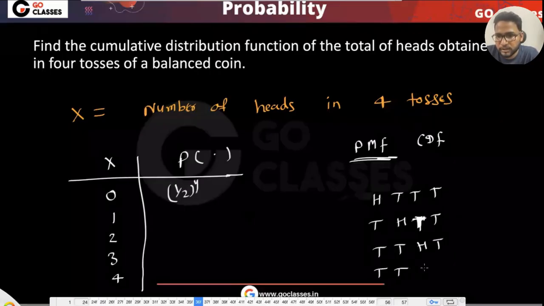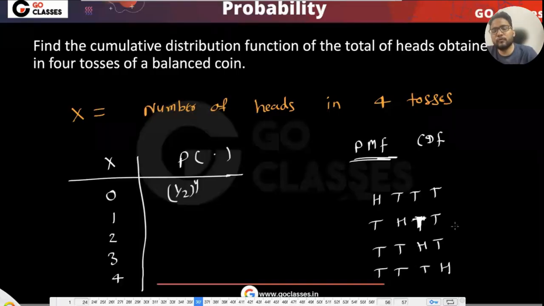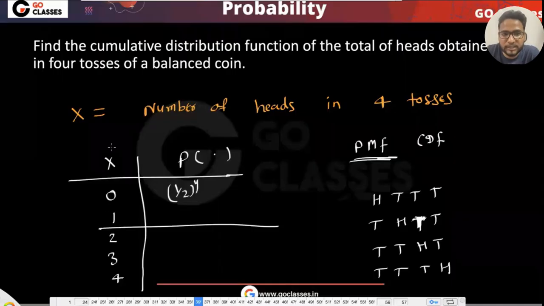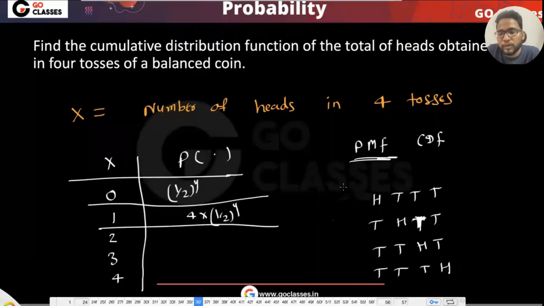Or this could be the case. Since there are 4 possibilities and each of them has 1 by 2 power 4, I need to sum all of these four probabilities, which means 4 into 1 by 2 power 4, because there are 4 different sequences that lead to my desired outcome.